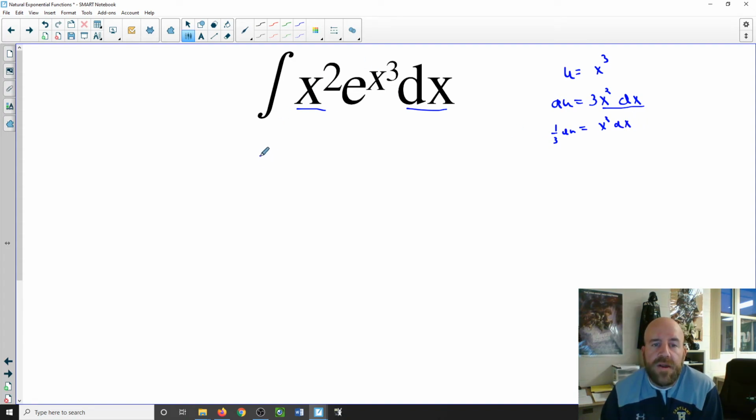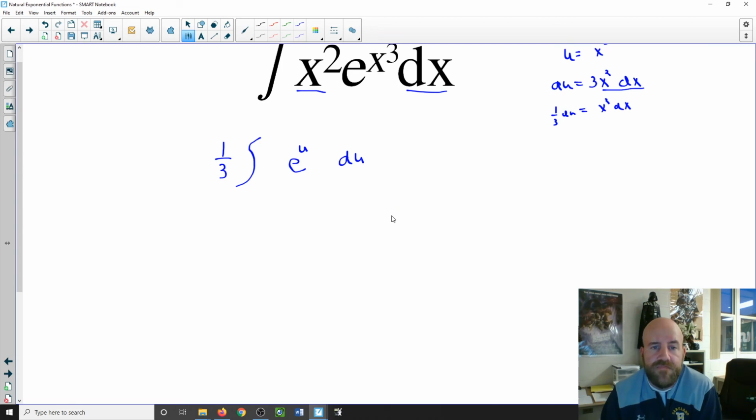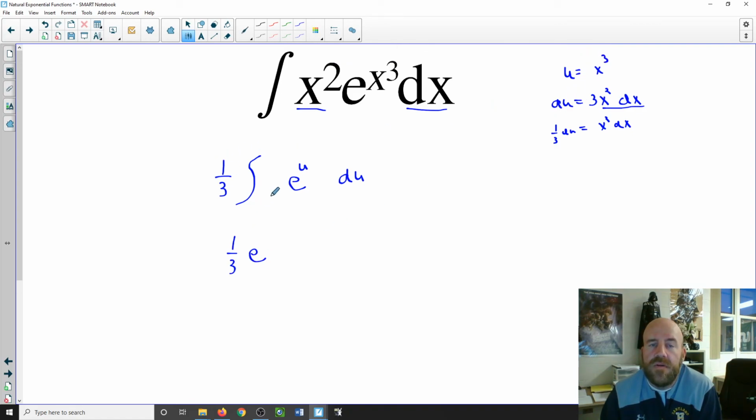We can sub in what we know. So we know the x squared dx is just this 1/3 du. So I'm going to take the 1/3 out to the front. The du goes inside. And then this is just our e to the u. So when we take the integral, that's just 1/3 e to the u, which is just e to the u. So we're going to put this u back in.